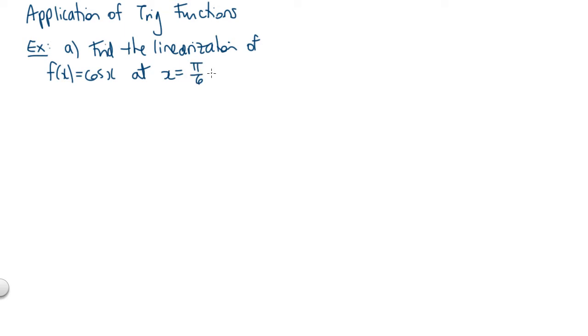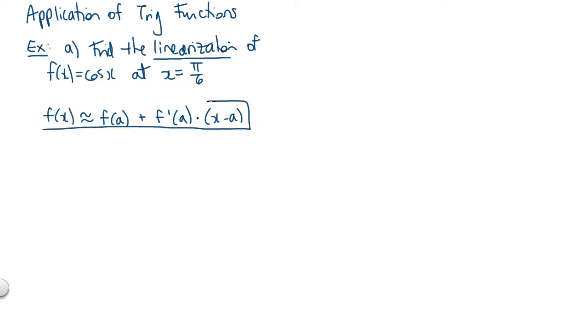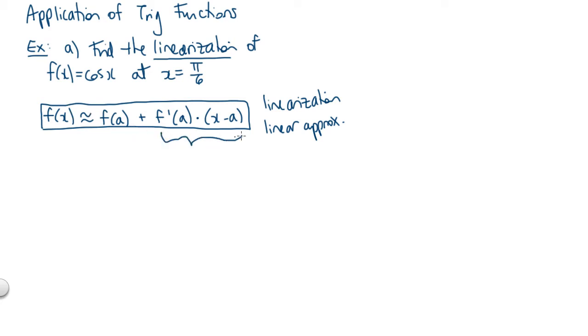So to get started with this question, we should remember the linearization formula, and that says that f of x is approximately f of a plus f prime of a times x minus a. This formula is either called the linearization formula, or depending on the context, sometimes it's called the linear approximation formula. So I think of this as saying f of x is pretty much f of a plus a little bit of error.